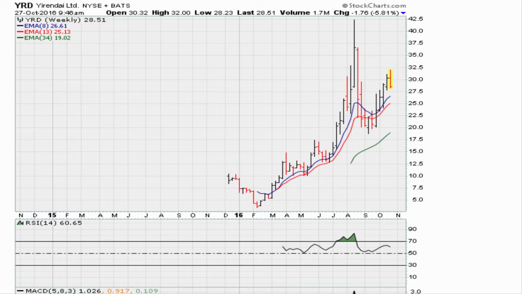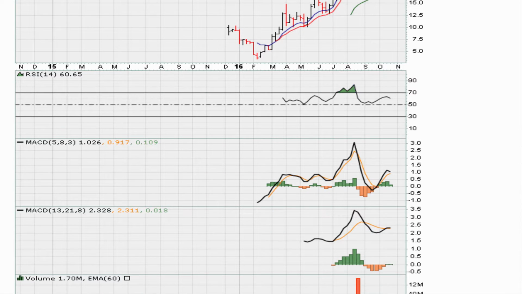Let's begin with this nice move early on in the year. Absolutely one of the best moving stocks in this period. Let's take a look at why the stock had that run, and we just go back to our RSI and MACDs on the weekly chart.